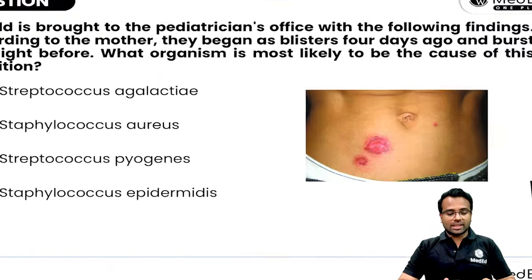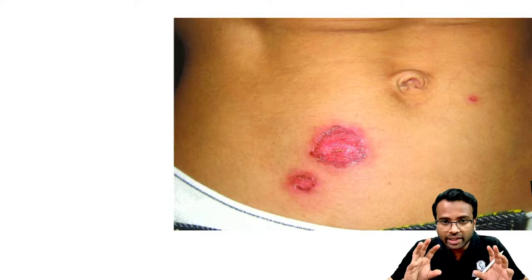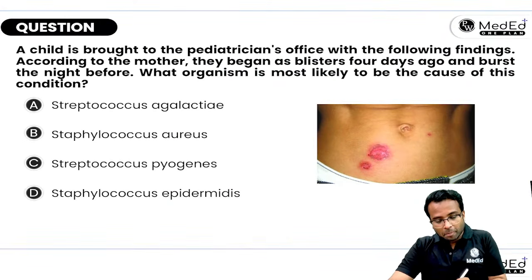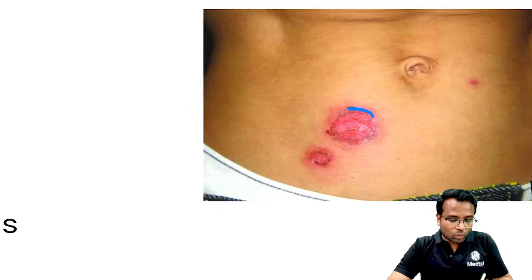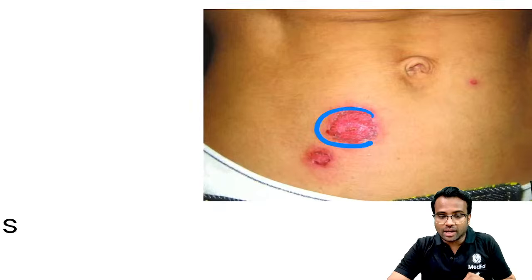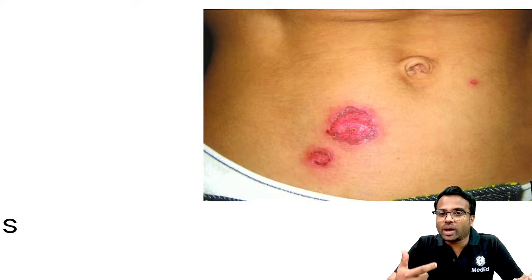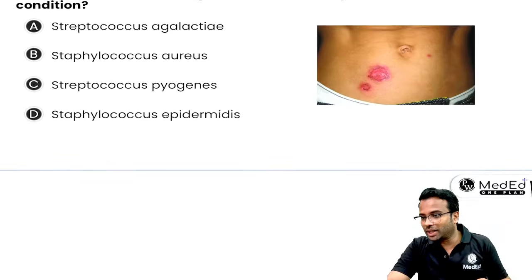Now just see this image. What is the diagnosis here? A child is developing this kind of symptom, and the lesion burst a night before. Just imagine that there was a bullous lesion over the skin, and this bullous lesion has burst the night before. So what is this infection where there can be a bullous lesion on the trunk of a child? Anyone? What could be the diagnosis here?